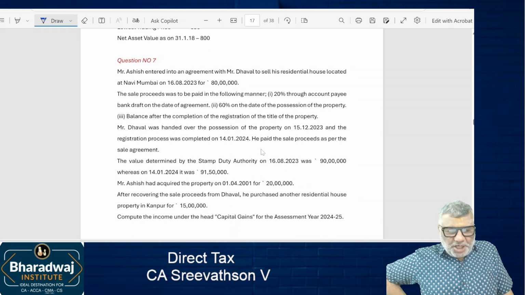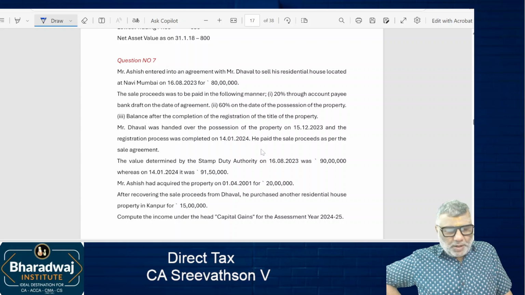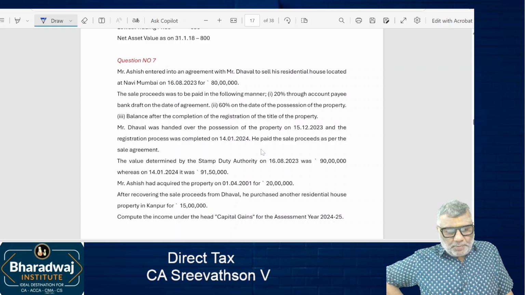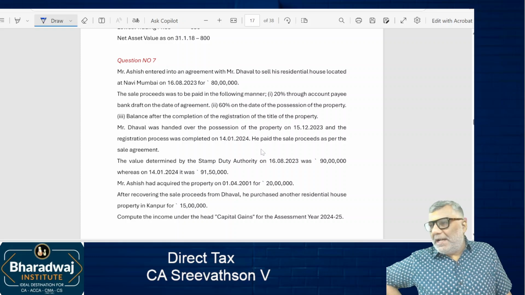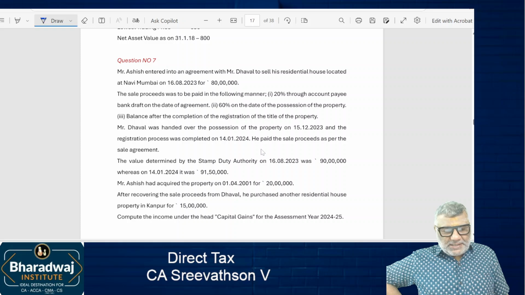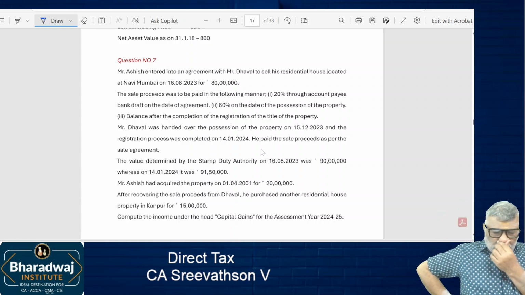Mr. Ashish entered into an agreement with Mr. Dhaval to sell his residential house located at Mumbai. The sale proceeds are 20% by account payee draft on agreement. So I will take the stamp value as on the date of agreement because it is received by approved modes, and 60% balance after completion of registration.